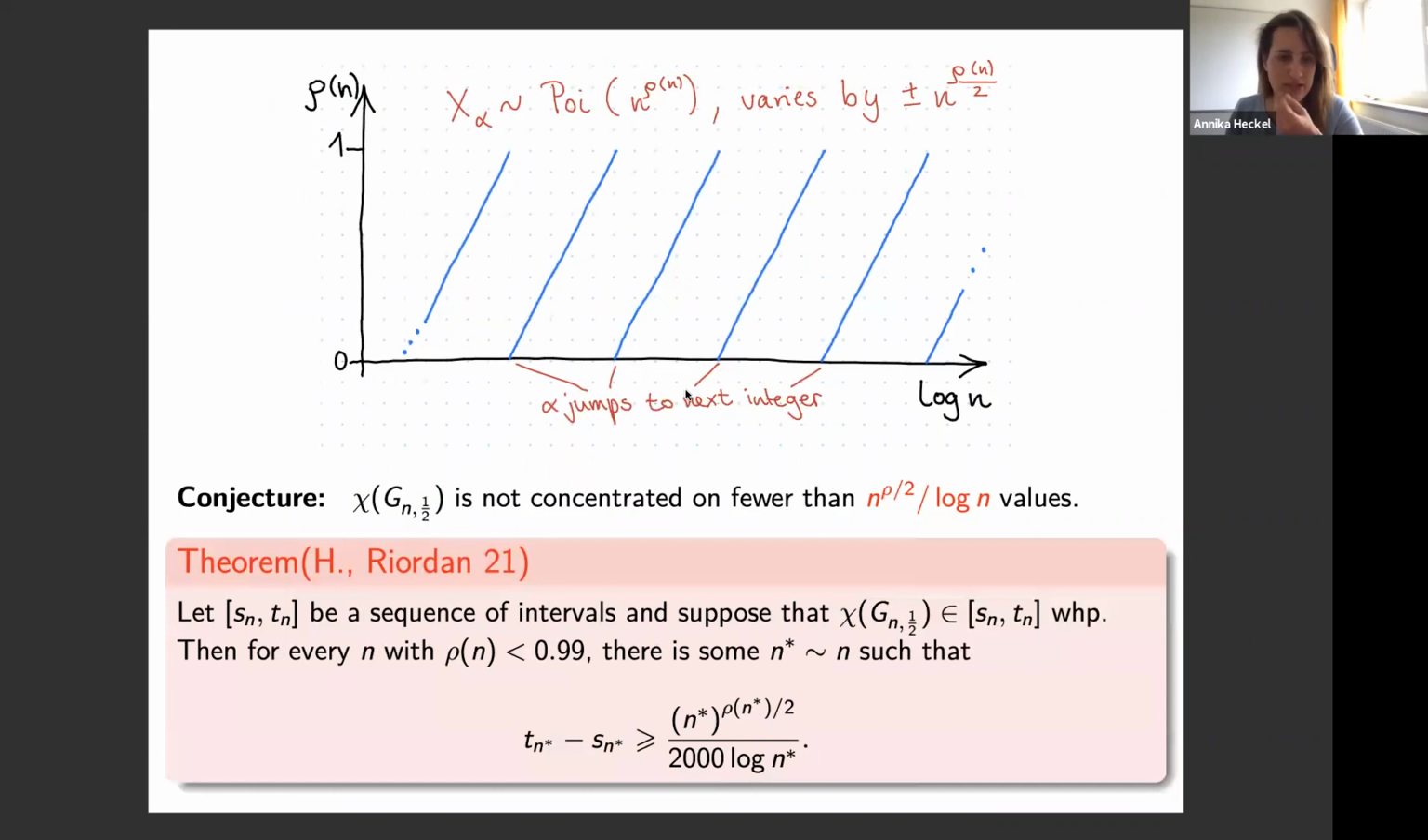Now, if we look at the proof in more detail, we actually get the following better result. What we show is that at least if we're not at these top points, so if rho of n is less than, say, 0.99, then for every n, there's some n star nearby, so that essentially this conjecture holds. So we have some constant here. We still don't show anything for any particular n, but at least we show that for every n, there's an n star nearby, so that this conjectured lower bound holds for the interval length.